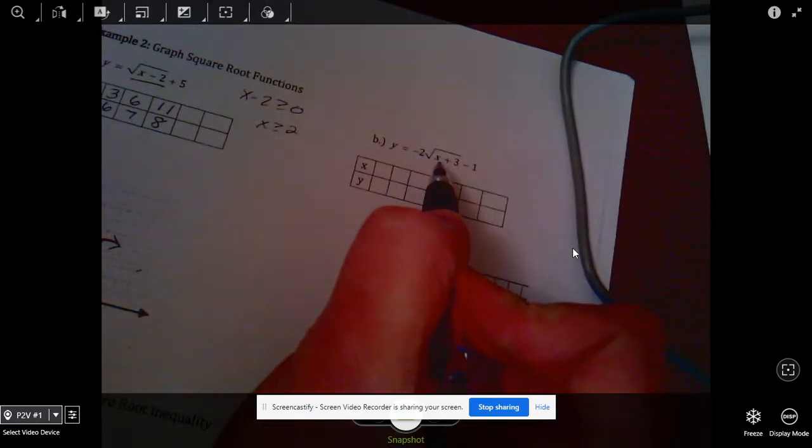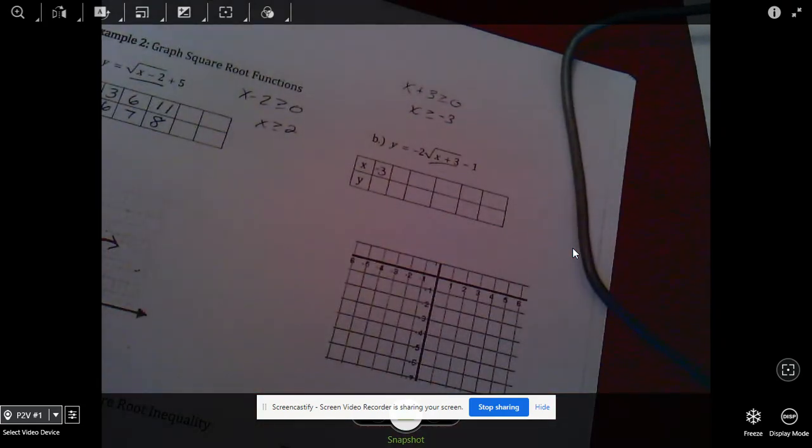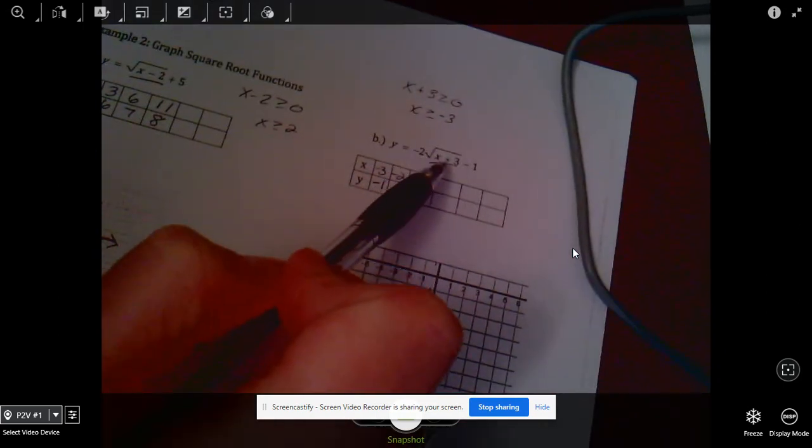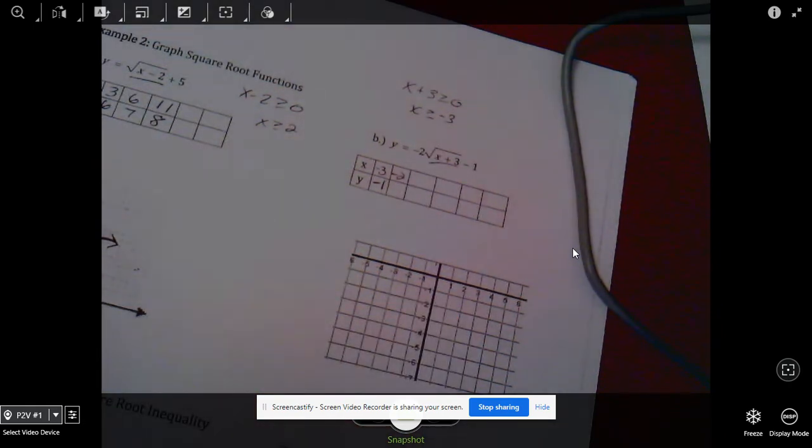You start by looking at the radicand. X plus 3 has to be greater than or equal to 0. So you have to start with -3. You start with -3, you get 0. Minus 1 is -1. Okay. Let's try -2. That will work. -2 plus 3, okay, is 1. I want you to keep trying on your own and then come back and check.